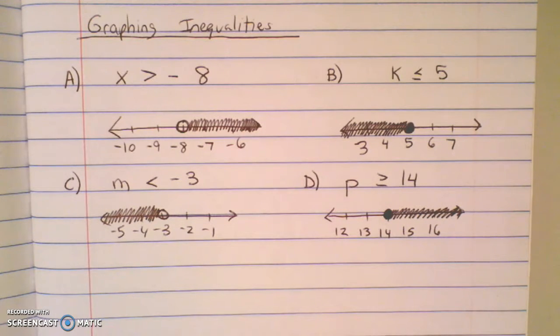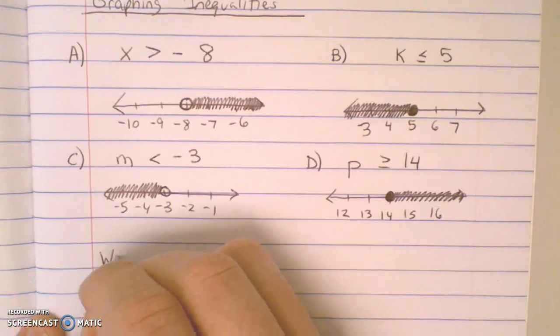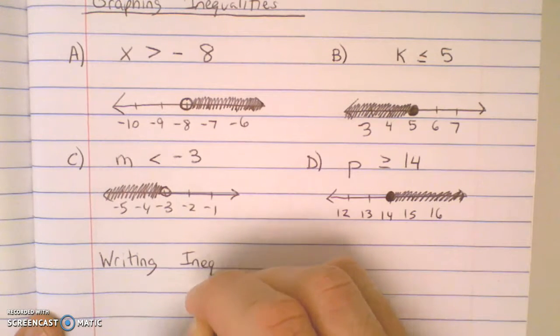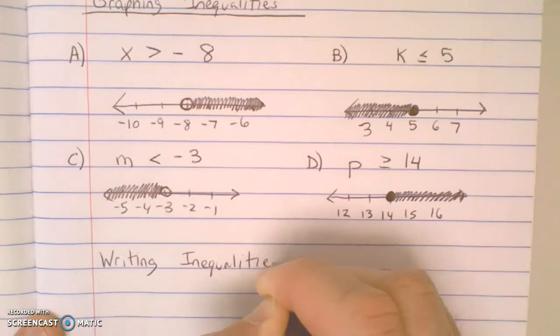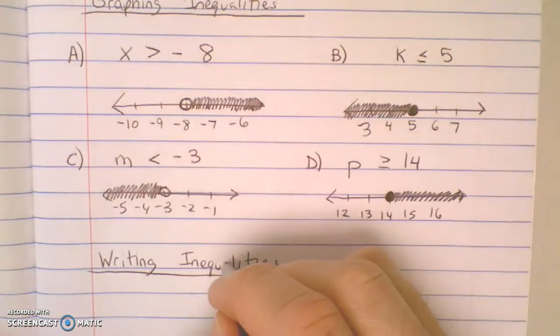And that's graphing inequalities. So we know how to use the symbols, how to interpret them, and how to graph them. The last two things with inequalities that we'll look at are writing inequalities and then finding solutions to inequalities. So we've got writing inequalities.